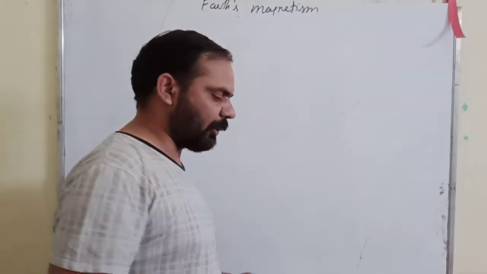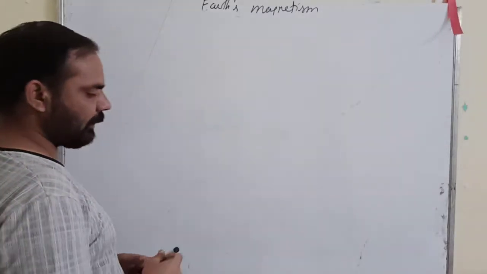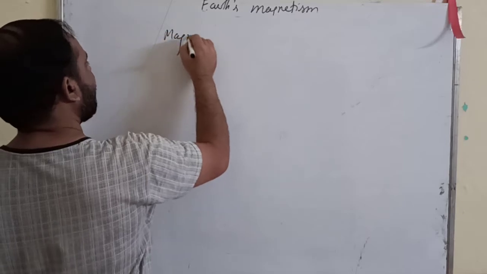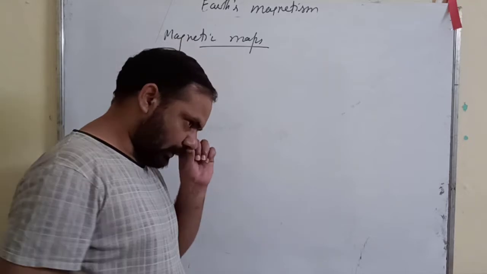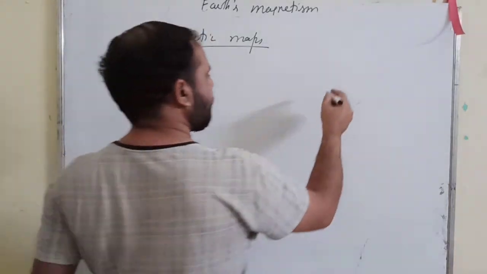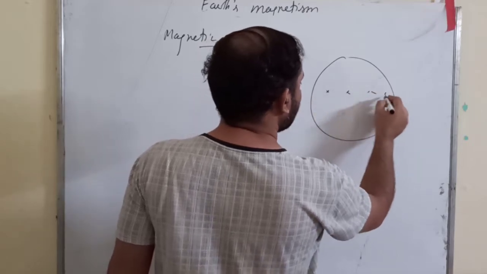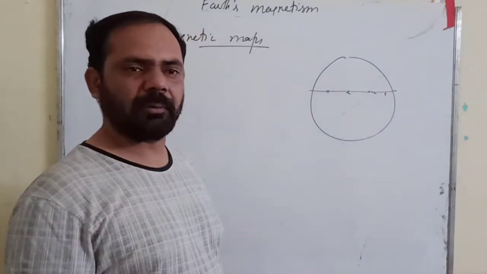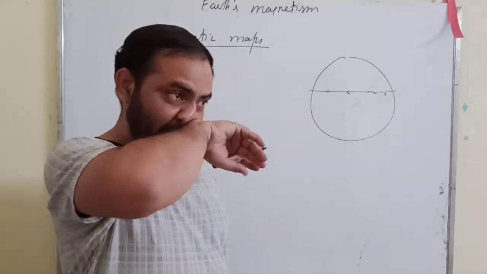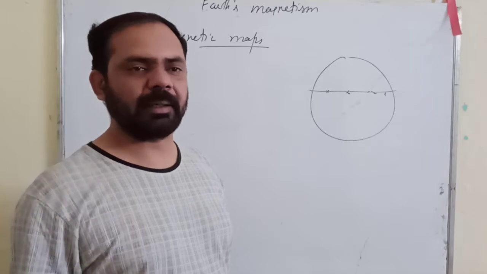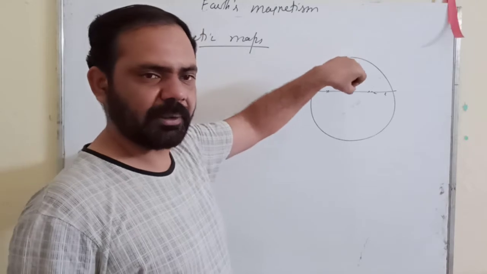So this was about the elements of Earth's magnetic field. Now a small topic, which is magnetic maps. Suppose this is Earth. Now I took all the places which have equal value of angle of declination. Suppose I join all those places on the Earth with equal values of angle of declination, then I will get some lines on the surface of the Earth.